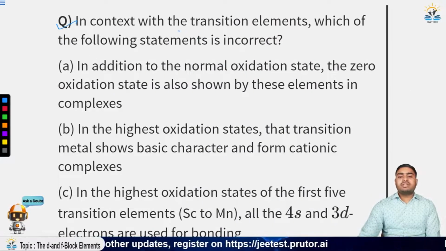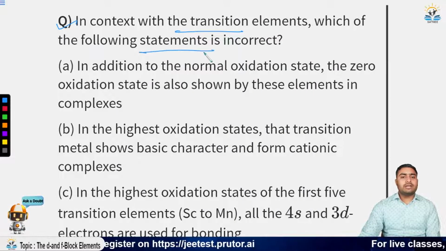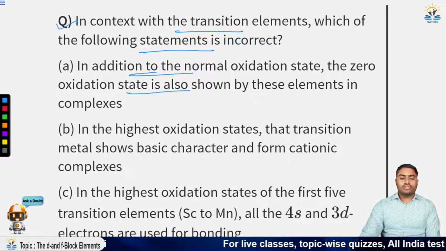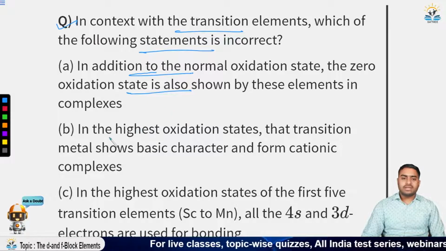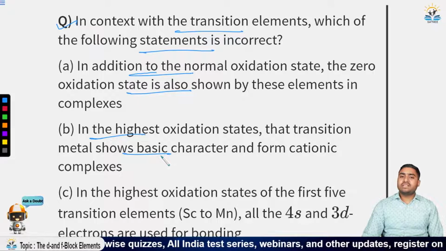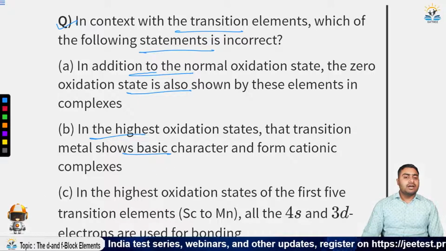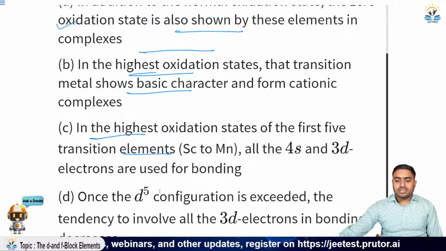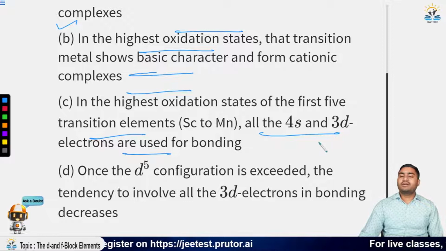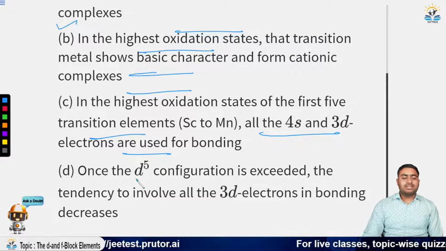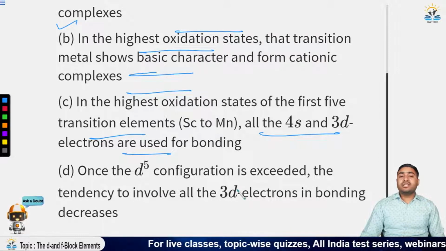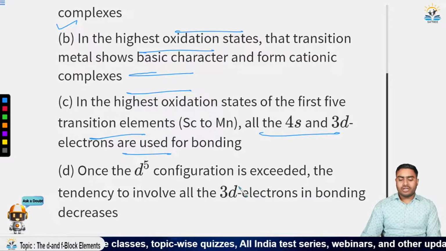In context with the transition elements, which of the following statements is incorrect? Statement A: in addition to the normal oxidation states, the zero oxidation state is also shown by these elements in complexes. Statement B: in the highest oxidation states, transition metals show basic character and form cationic complexes. Statement C: in the highest oxidation state of the first 5 transition elements, scandium to manganese, all the 4s and 3d electrons are used for bonding. Option D: once the d5 configuration is exceeded, the tendency to involve all the 3d electrons in bonding decreases.